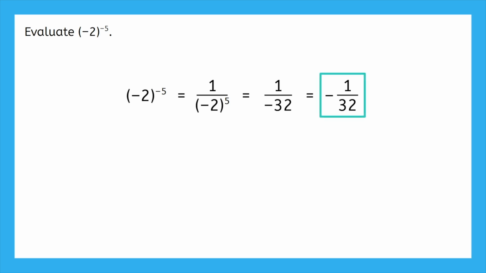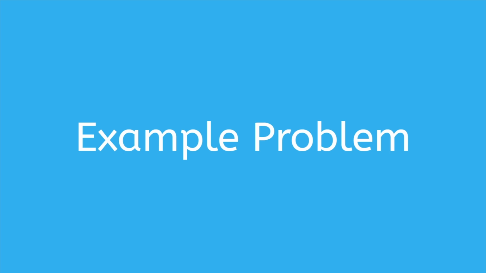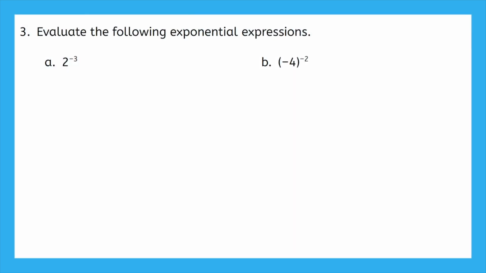Here, we got a negative value, but that came from the negative base and the odd exponent, not the negative exponent. We've got time for one last example. Evaluate these two expressions. Pause the video to try them on your own.